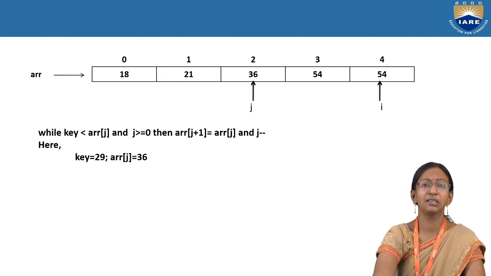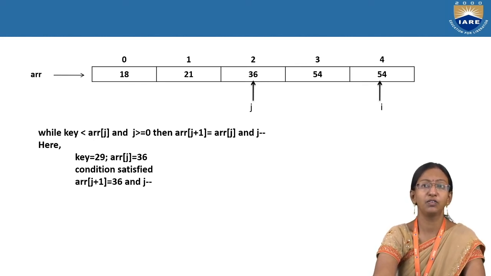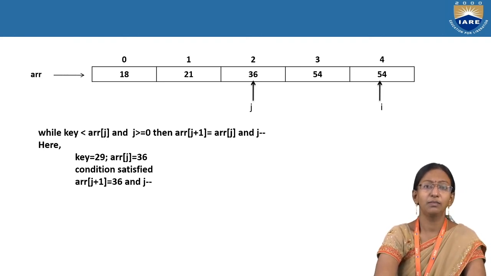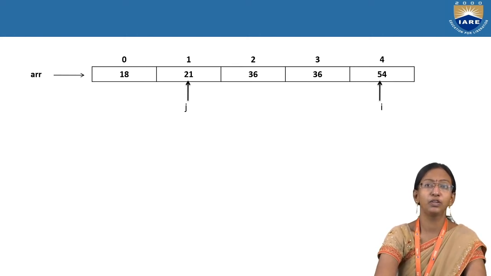Is 29 less than 36? Condition satisfied. As the condition got satisfied, at j plus 1, place the value pointed by j, which is 36. That means the value at index value 3 will be overwritten by 36 and j will be decremented. The result of that will be like this. Now index value 3 is also holding 36. As j got decremented, it is pointing to index value 1 and a value 21.